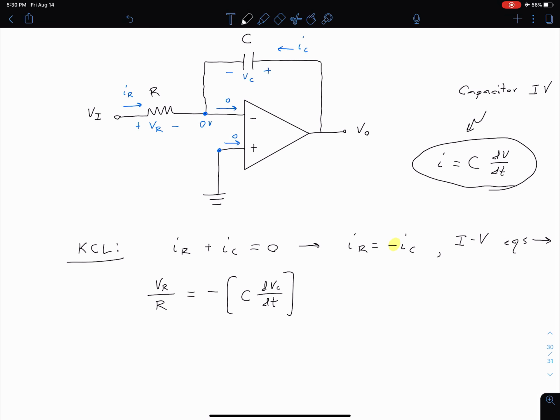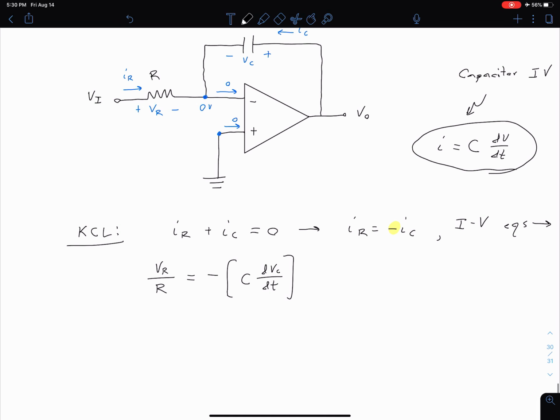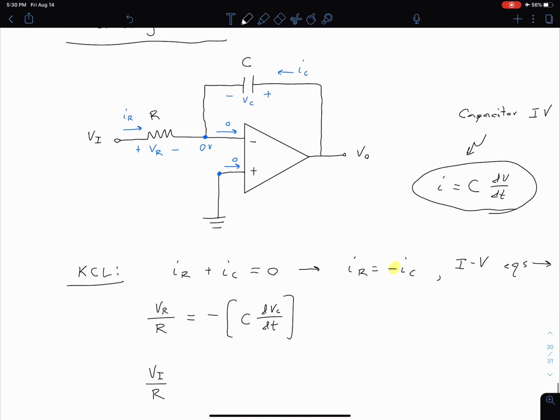Again, we said that we had an ideal op-amp, so our differential input voltage is 0, so really we can say that VI is the same thing as VR. So we can update this and say VI divided by R on this side. Similarly, we can say that our V output is the same as our VC. So I can update my right side of the equation and say this is C dV out dt.